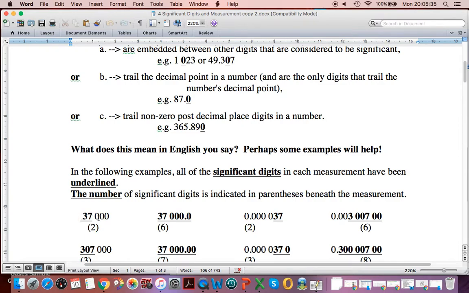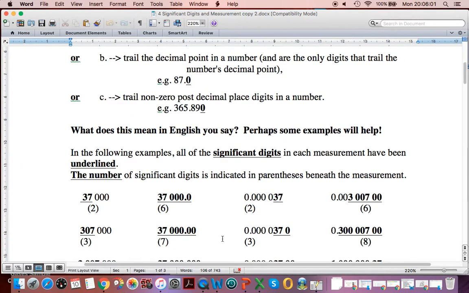37,000. Well, those zeros are trailing zeros, but they don't do anything. They're just placeholders. So the 3 and the 7 are the only significant digits. But look what happened here. We put a decimal point in and a 0 to the right of the decimal point, and that 0 becomes significant. The 3 and 7 were significant, so these 3 zeros are embedded, so this has 6 significant digits.